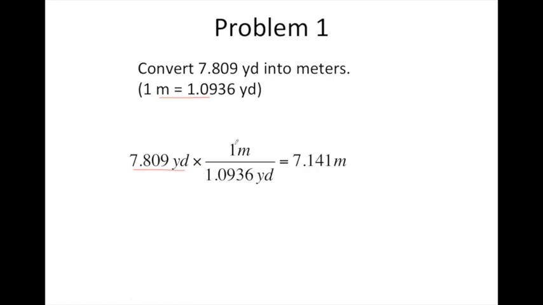As far as sig figs, again, the 1 is exact. This has 1, 2, 3, 4 sig figs. This has 1, 2, 3, 4, 5. So our rules for multiplication and division tell us that our answer will have the same number of sig figs as the number with the fewest. So we would have 4 here.